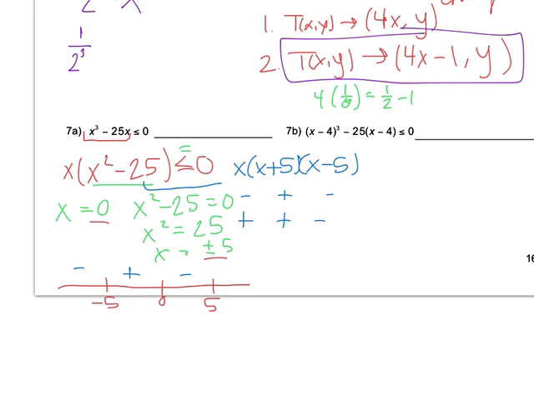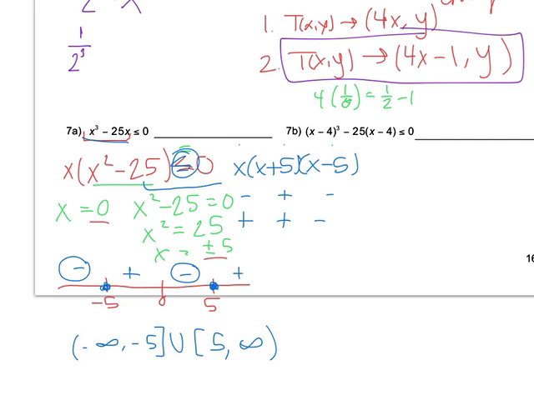And then pick something larger than 5, and I would have positive, positive, positive. So what am I caring about? Everything less than or equal to 0. So this interval and this interval. And because it's less than or equal to, I can include these values. So our solution to this original inequality is negative infinity to negative 5, and 5 to infinity.